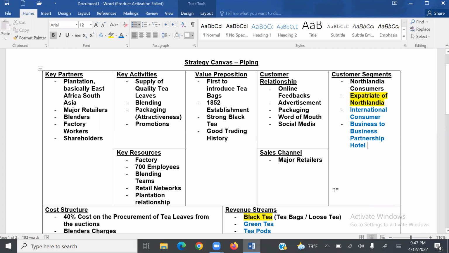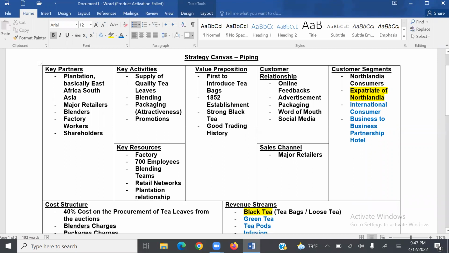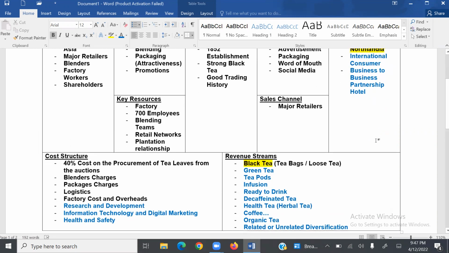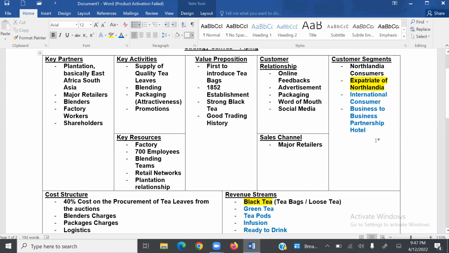Sorry, sir. Yes, sir. On customer relationships, you wrote social media. I will come to customer relationship later because I'm in customer segment. I had a question on what was lacking on the cost structure there. Can you go down to the cost structure where you wrote information technology and digital marketing? Can you differentiate the two, the advertising and social media? I will come to that. Can you give me some time? As I told you, I'm finishing this and I'll come to that.